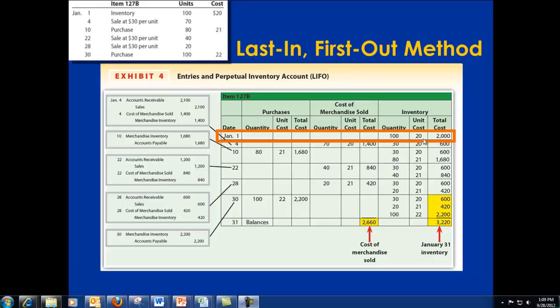Okay, so we're going to have the same total amount. The 2,000 plus 1,680 plus 2,200 is going to give us 5,880. This plus this is also going to give us 5,880. The difference is the way it's split between cost of merchandise sold and the cost of the ending inventory that's going to show up on the balance sheet. Okay, so let's take a look here as we work through this.